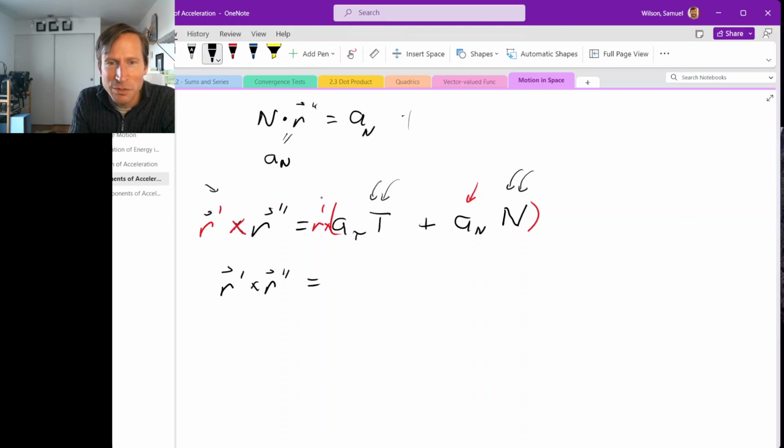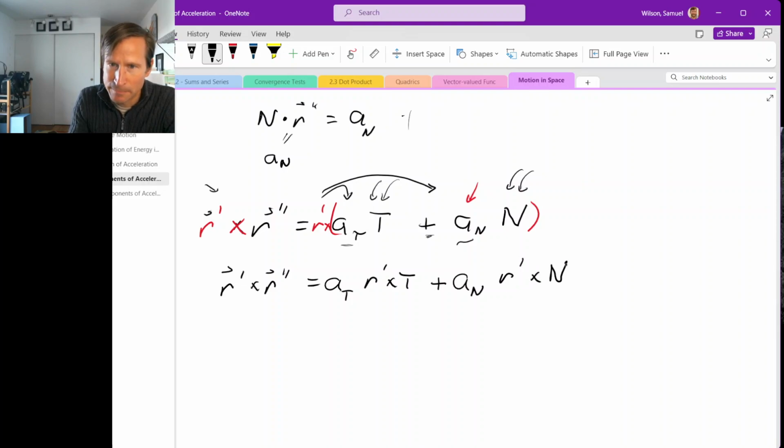Now distributing this cross product. Cross products do distribute, and just like with dot products, scalar multiples you can move outside the cross product. So in the first part, we get our scalar multiple, which is tangential acceleration, times r prime cross t, plus, and now distribute our r prime cross to the second term here and move the scalar multiple out in front, and we get a normal acceleration times r prime cross n.